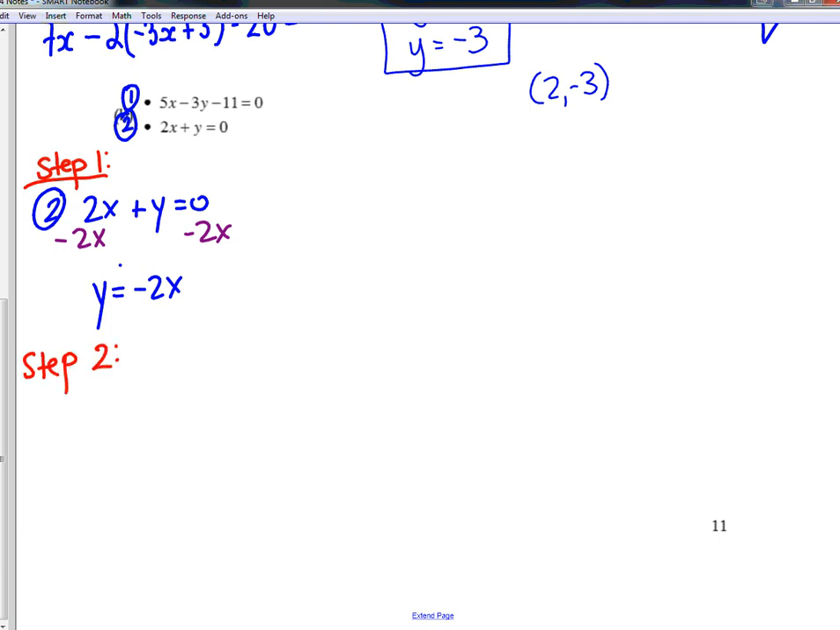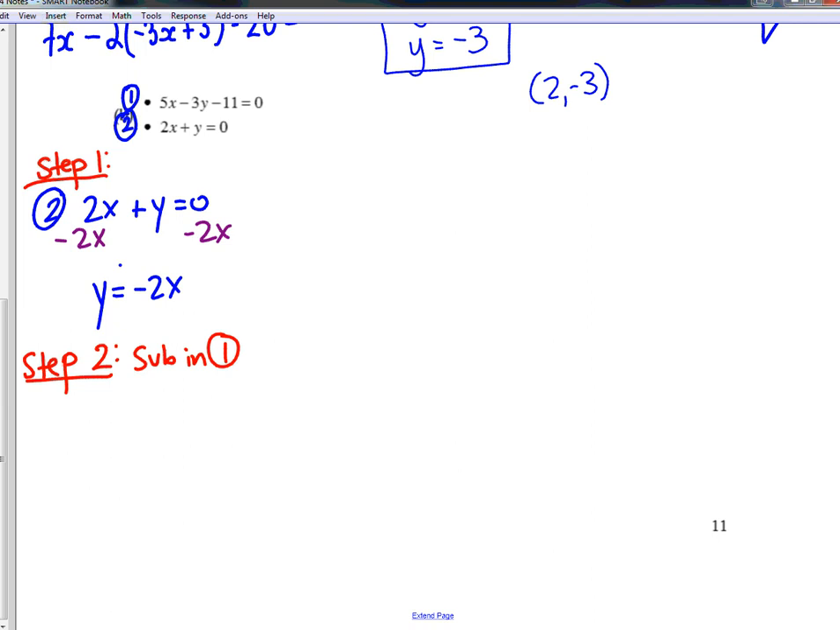So which equation are you subbing that into? Into the first. If you sub it into itself, everything will cancel. You won't get an answer. You get 0 equals 0, right? Because they're the same lines. So, sub it into the first one.